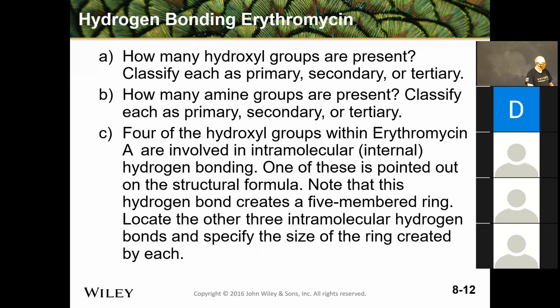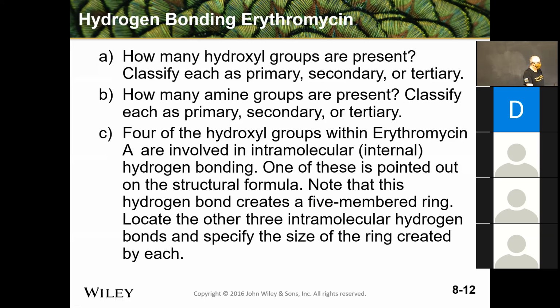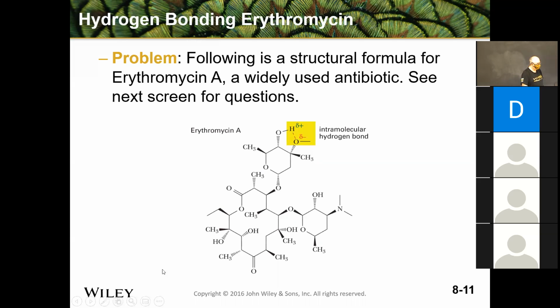Okay, so the question here, how many hydroxyl groups are present? Okay, looks like there's one up at the top here. Actually two. We have one down here, one here, one here. Okay. The next question is how many amine groups? Okay. Let's see. Okay. Here's the amine group. This is a tertiary amine. Nitrogen's bonded to 3 carbons.